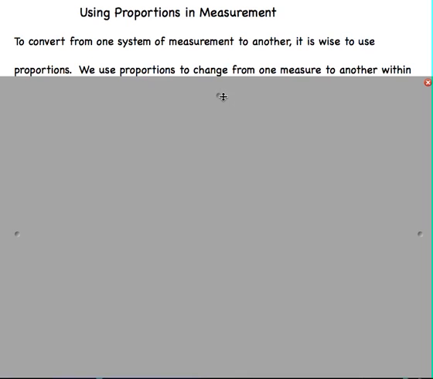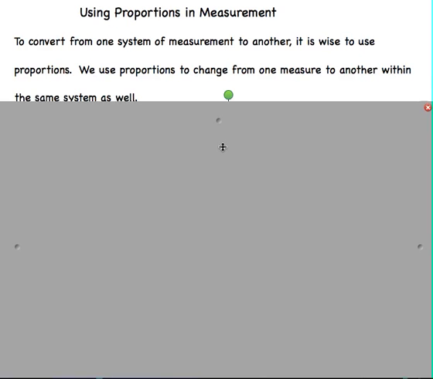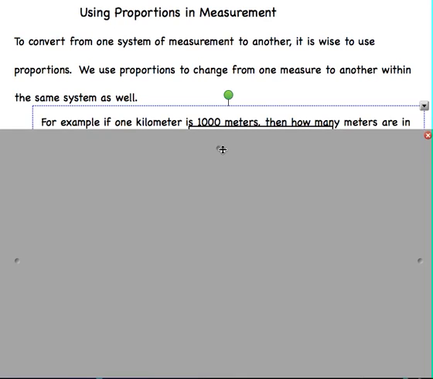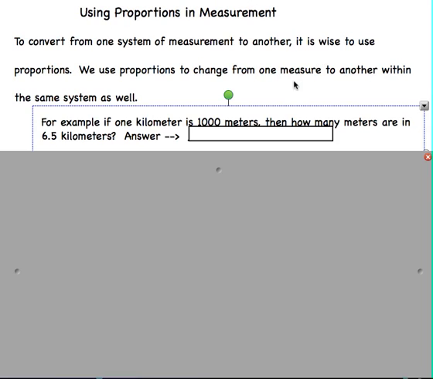To convert from one system of measurement to another, it's wise to use proportions. We use proportions to change from one measure to another within the same system as well. For example, if 1 kilometer is 1,000 meters, then how many meters are in 6.5 kilometers? So we set up our proportion: 1,000 meters for 1 kilometer. That's 1 over 1,000 to be equal to 6.5, and we don't know how many thousands of meters.